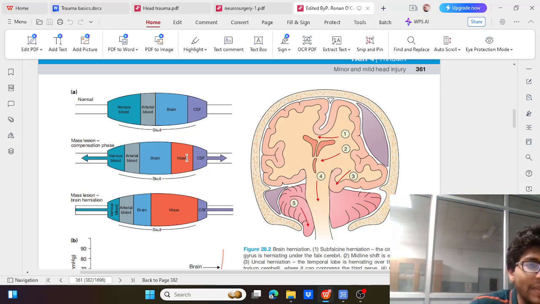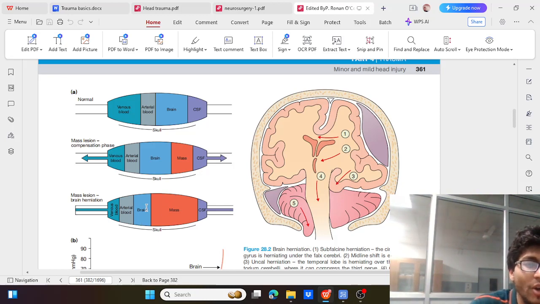So initially there will be a compensation phase. There will be some signs and symptoms, but the patient will not be very badly affected. The GCS will not be badly affected, and he will not have very severe symptoms. But when the mass goes on increasing, it will compress the brain.